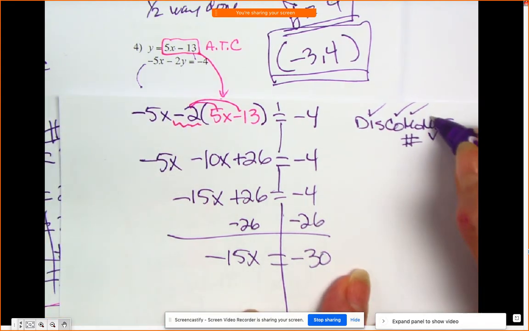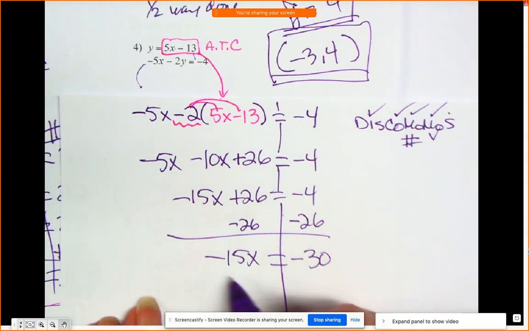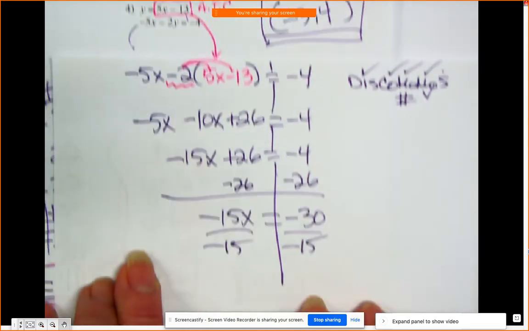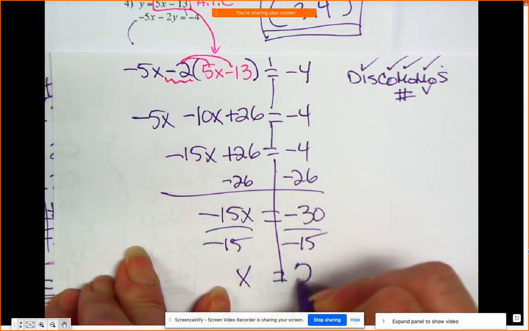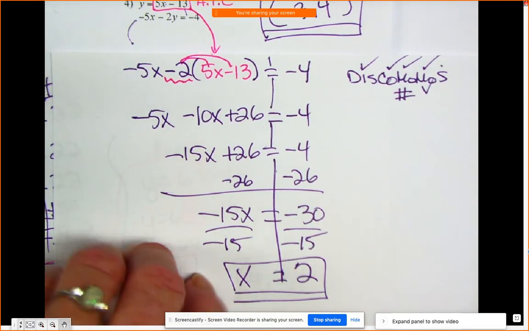Then it says move variables. Don't have any to move? Solve. Divide by negative 15. On the test, a lot of you missed that a negative divided by negative is a positive. Now I know what x is.